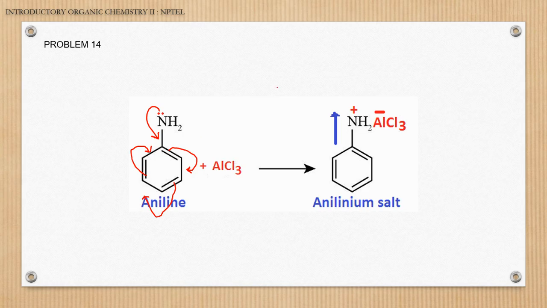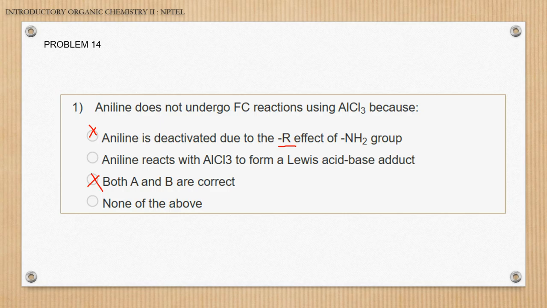So guys, whenever you are treating aniline to the Friedel-Crafts reaction, you should not use aluminum chloride, because it will form an anilinium salt, and your reaction will never go forward. Your reaction is not going to happen if you add aniline under the normal Friedel-Crafts alkylation or acylation conditions, which require aluminum trichloride. So this is the correct answer: aniline forms a Lewis acid base adduct with aluminum chloride. Is the question clear to all of you?